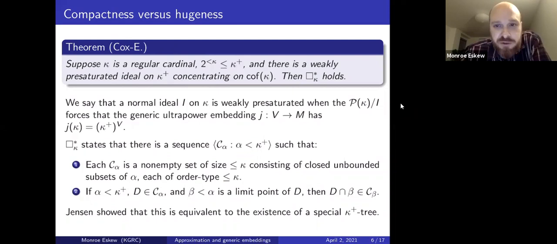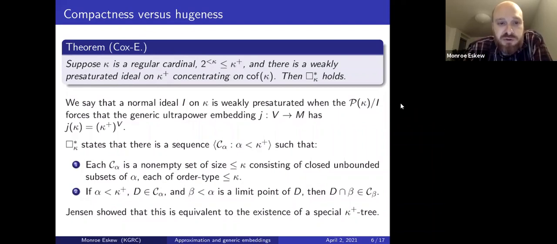So what is weakly presaturated? We say that a normal ideal I on a cardinal Kappa is weakly presaturated when, if you force with P Kappa mod I, then that comes along with a generic ultrapower embedding. So you can always do that. You don't have to have a well-founded target model. But this assumption says that Kappa goes to Kappa plus.